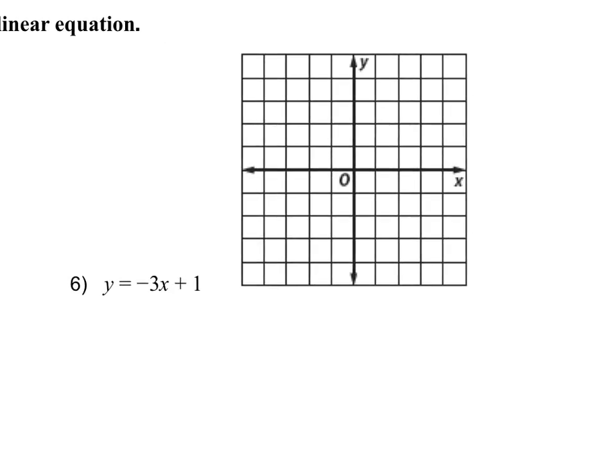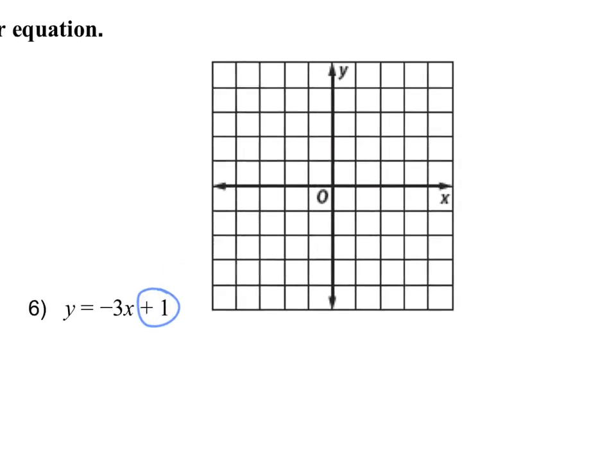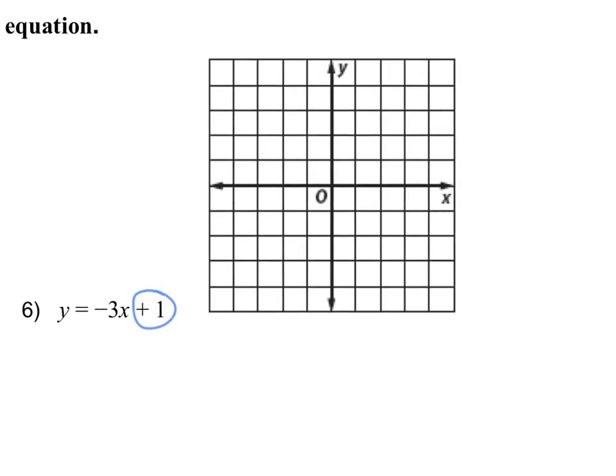Okay, last one, number 6. y equals negative 3x plus 1. So what is my y-intercept in that equation? Plus 1. So I'm going to look at my y-axis, the vertical one, and plot a point at plus 1. That's my first point. That's where I'm going to start.